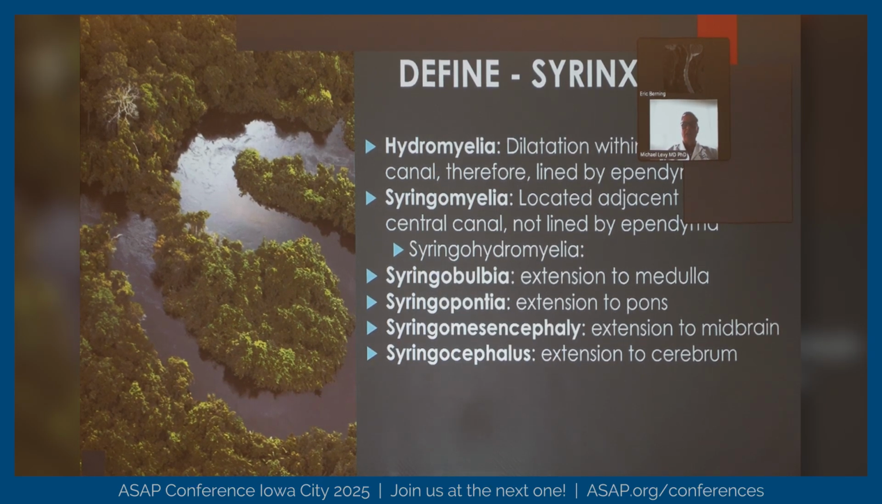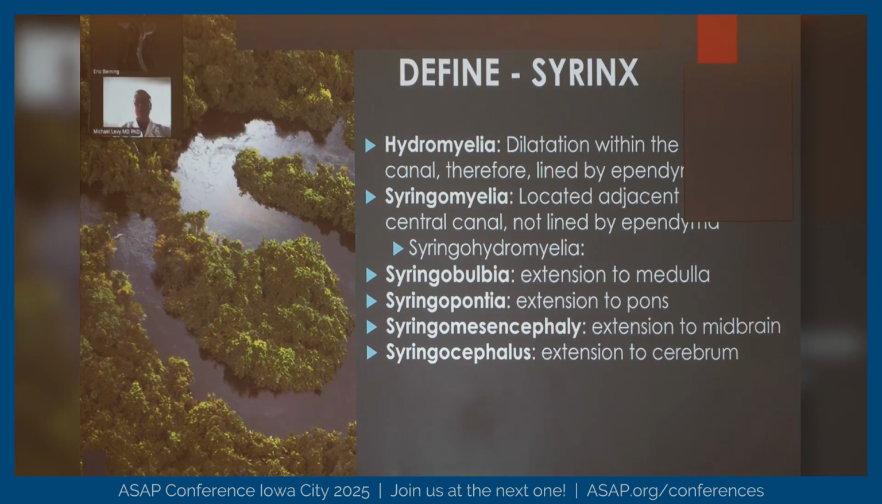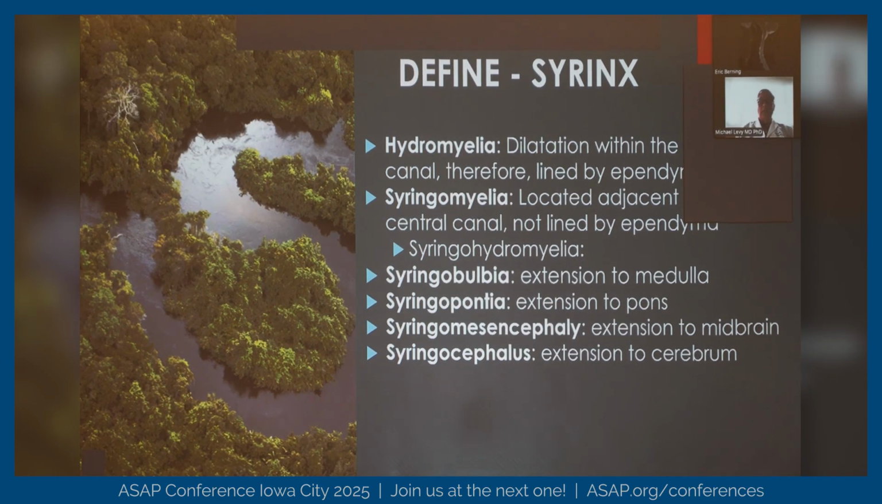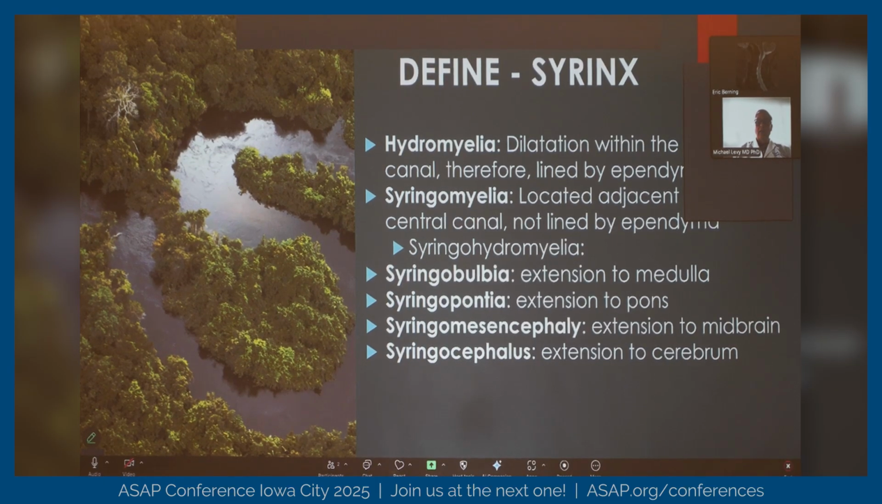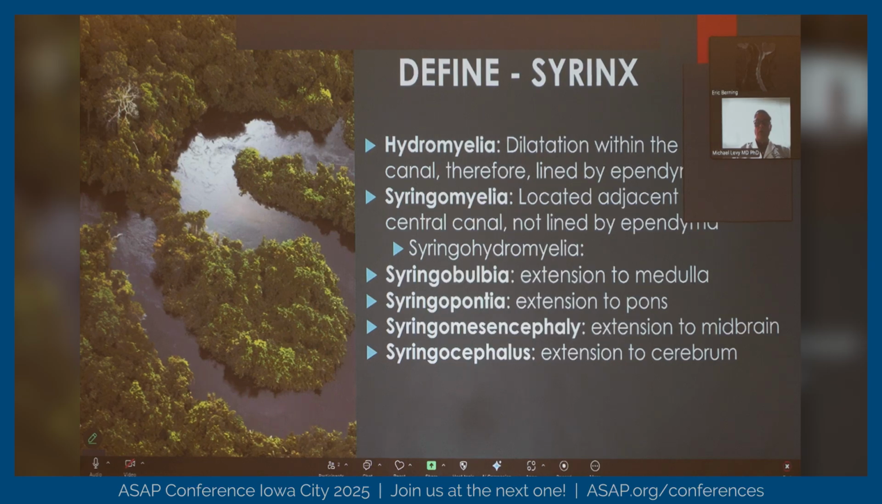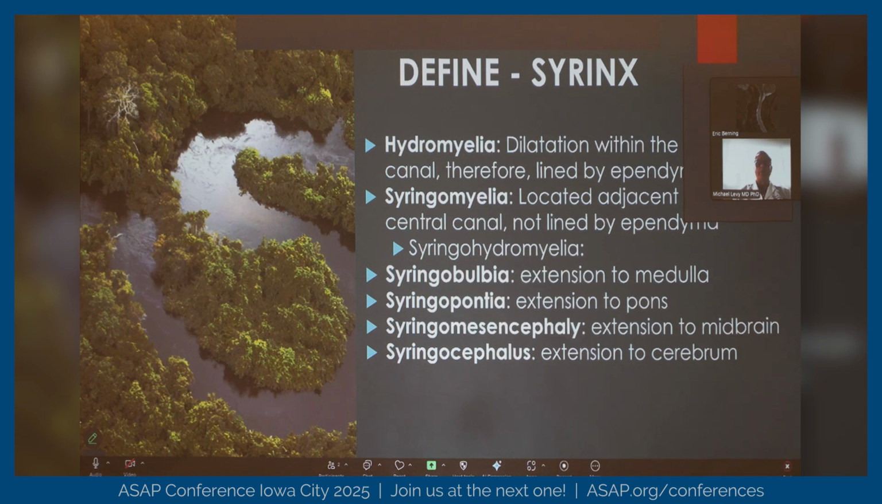But essentially, talking about the extent of the syrinx superiorly. So basically from the cord, heading up into the medulla, which is syringobulbia, extending further into the pons, which is syringopontia, extending to the midbrain, which is syringomesencephalia, and then syringocephalus, which is very rarely seen, which is extension into the cerebrum.